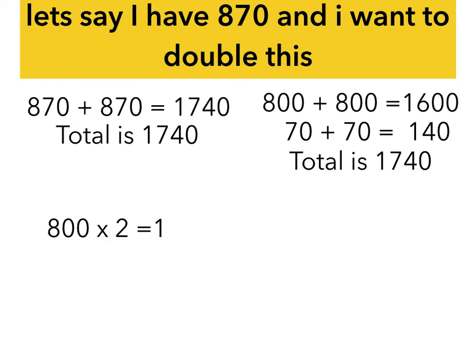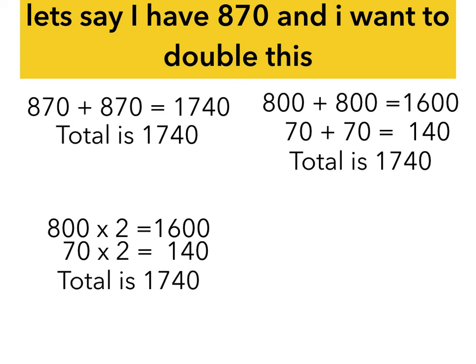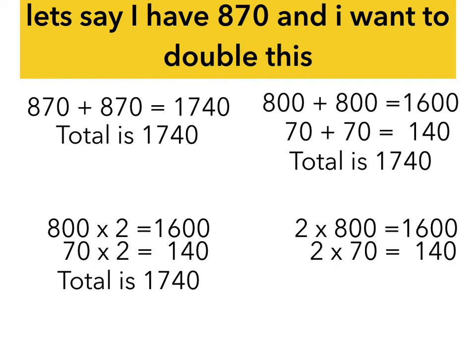Now the third way of doing this is simply to multiply 800 by 2, which will give us 1600, and 70 multiplied by 2, which will give us 140. So the total here is again 1740. Now you can do it the other way, where you multiply 2 into 800, which will still give you 1600, and 2 into 70, which will still give you 140, and your total will still be 1740.